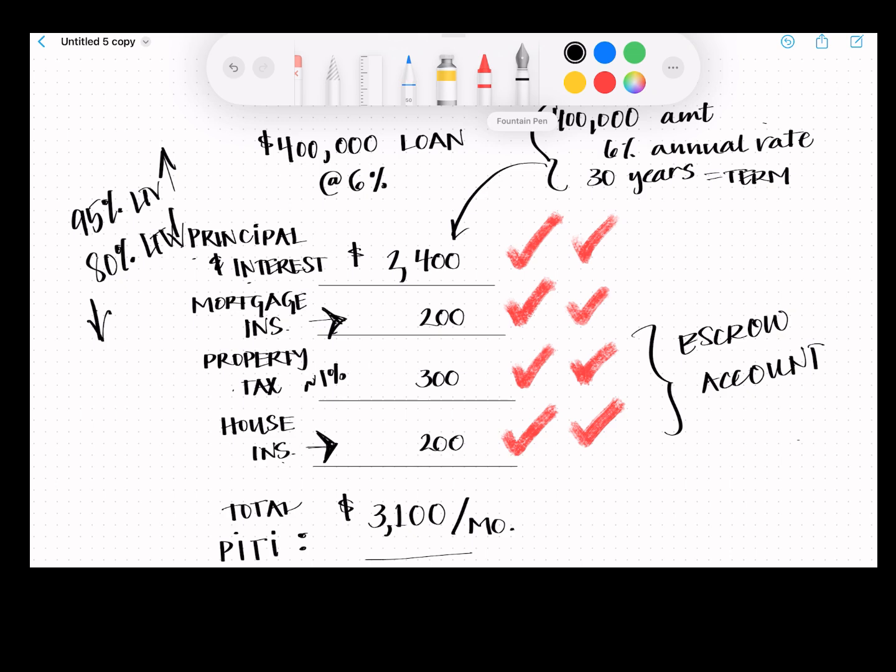That's a quick explanation of what is included in your monthly mortgage payment. In this scenario, we have a $400,000 loan. Your monthly mortgage payment at 6% would be about $3,100 because it includes all of these other elements.